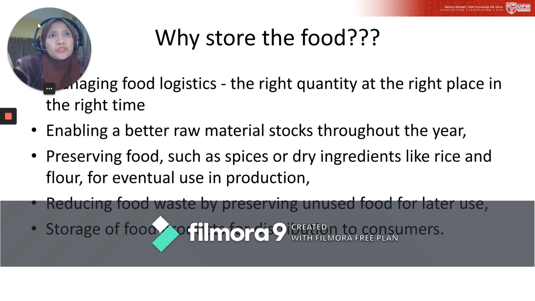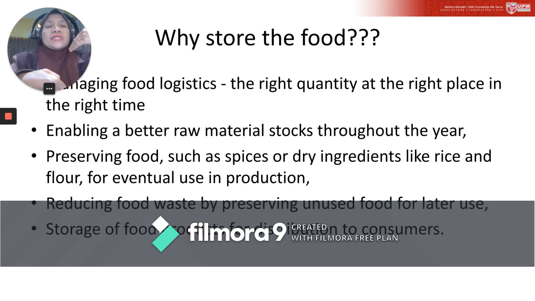One of the reasons is that they want to manage their food logistics. They must make sure that they receive the right quantity at the right place at the right time, or in other words, just-in-time production. And they want to make sure they have their raw material supplies throughout the year. So if, let's say, they're producing mango juice, they must make sure they can produce mango juice monthly, even when it's not mango season, the season for mango harvesting.